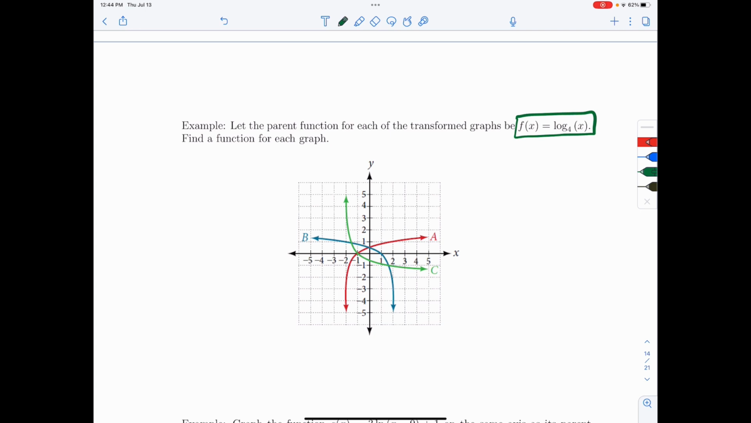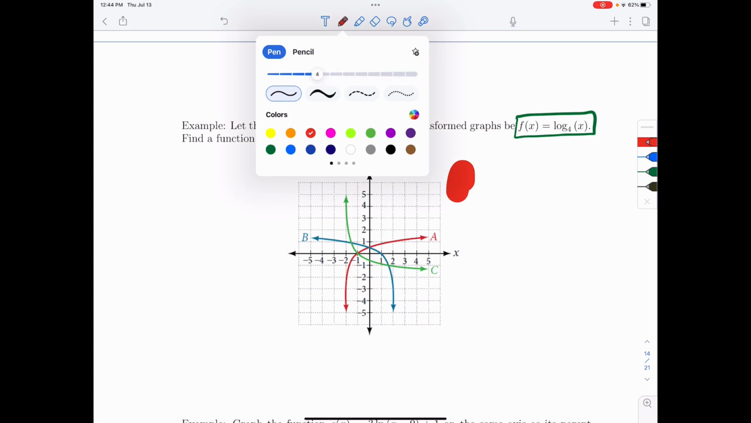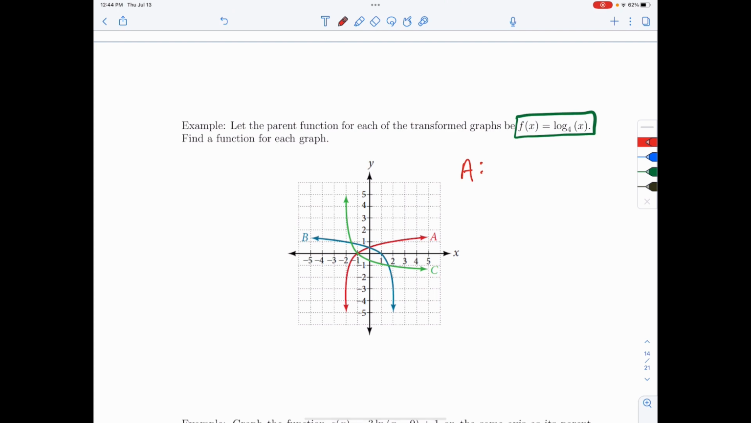But what we want to do is find a function for A, B, and C here. Okay, I apologize if you're colorblind. All right, so first of all, let's discuss what this parent function looks like. Since the base value is greater than 1, this is going to be an increasing function. Since there's no transformations, I have a vertical asymptote at x equals 0. And then this is going to go like this.